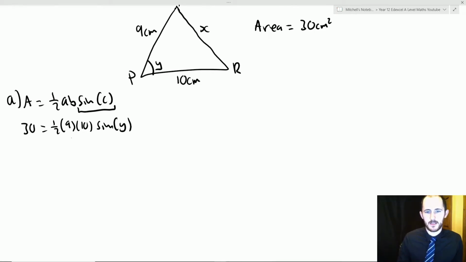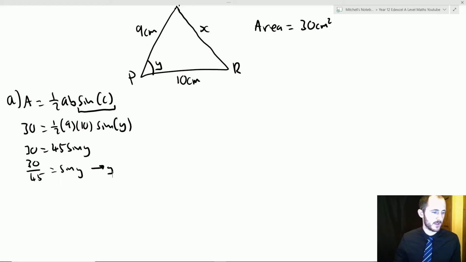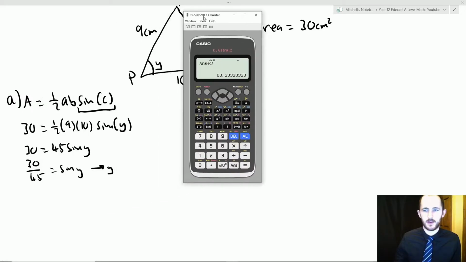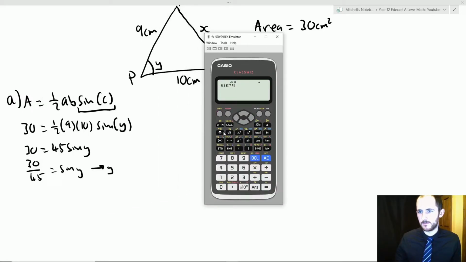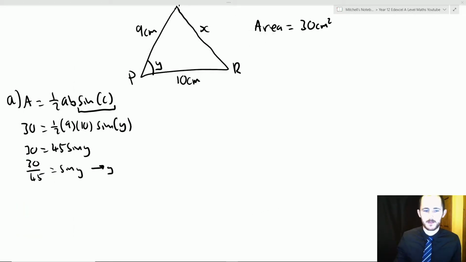So that would be 30 equals 45 sine y. Divide it over, you get 30 over 45 equals sine y, which means y is just inverse sine 30 over 45, which is 41.81 degrees.